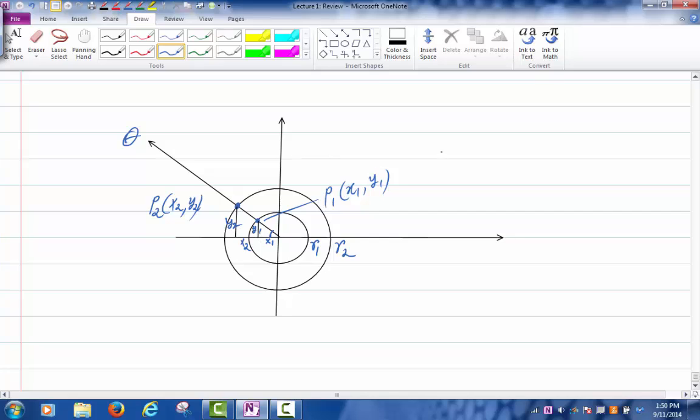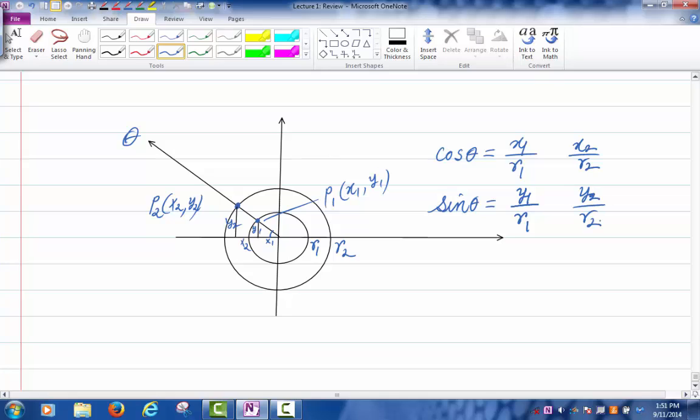So what is cosine of theta for the inner circle? Cosine of theta for the inner circle is x1 over r1, right? And sine of theta for the inner circle is y1 over r1. Now, for the outer circle, what is cosine theta? X2 over r2, right, for the outer circle, and sine theta would be y2 over r2 for the outer circle.